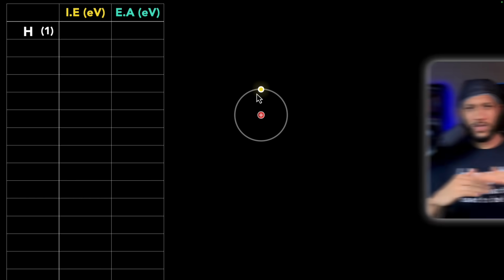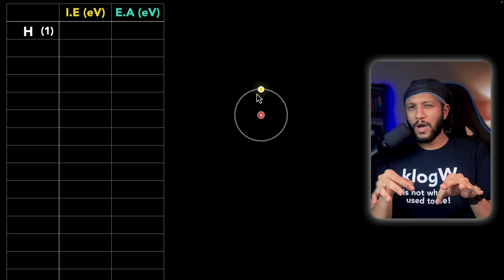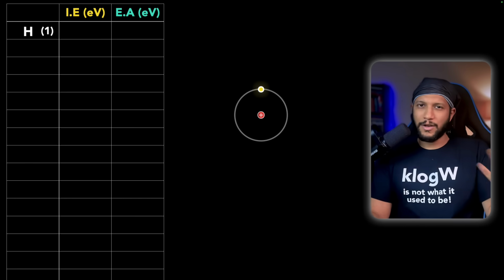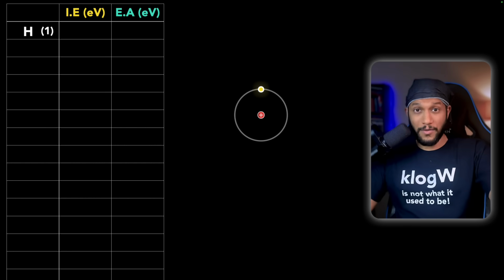So let's start with hydrogen. It has 1 proton and 1 electron, and we'll use hydrogen as our baseline. We'll look at the numbers for hydrogen and use that to predict the ionization energies and the electron affinities of all the other elements, okay?